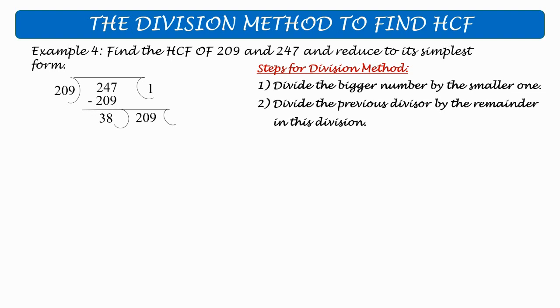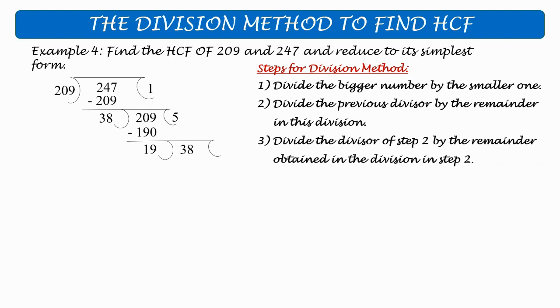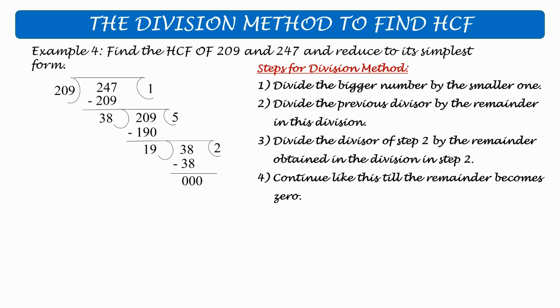So we will be dividing 209 by 38. We know that 38 fives are 190. So we get the remainder as 19. Then again we have to divide the divisor of step 2, which is 38, by the remainder obtained in step 2. The remainder in step 2 is 19. So we will be dividing 38 by 19. We know that 19 twos are 38. So we get the remainder as 0. So again we have to continue like this till the remainder becomes 0. So over here the HCF of 209 and 247 is equal to 19.